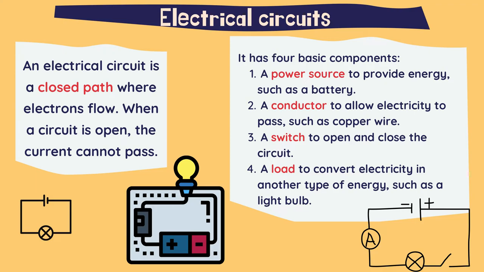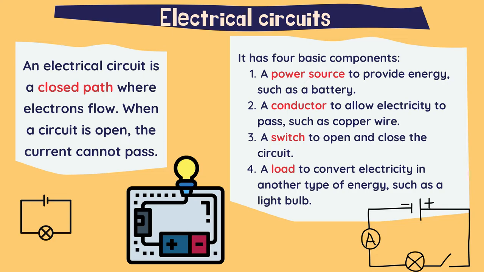Electrical circuits have four basic components: a power source to provide energy, such as a battery, a conductor to allow electricity to pass, such as copper wire, a switch to open and close the circuit, a load to convert electricity into another type of energy, such as a light bulb.